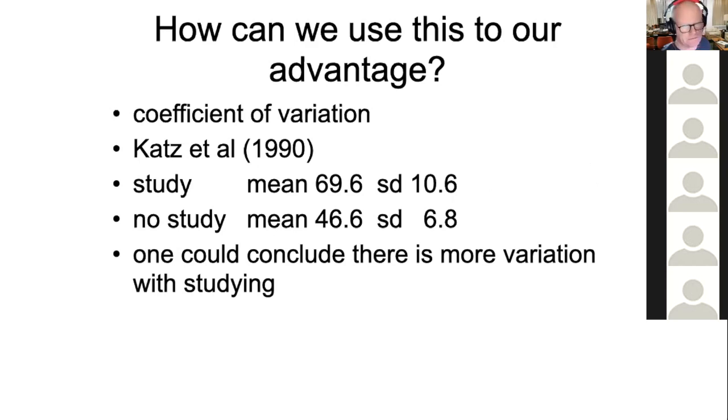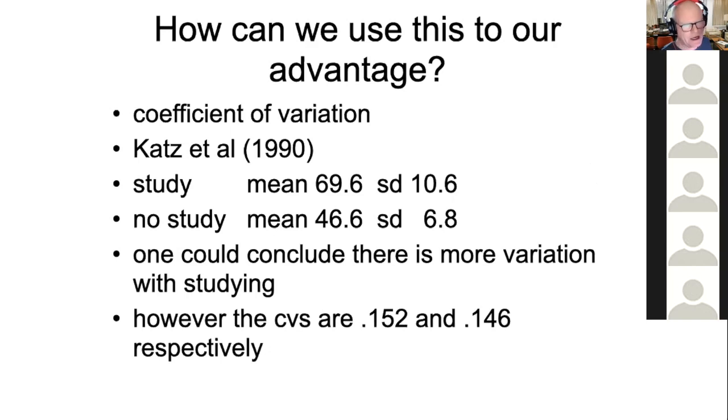Okay, let's look. The coefficient of variation is 0.152 and 0.146. The coefficient of variation, by the way, is just a quantity. Take the standard deviation divided by the mean. So 10.6 divided by 69.9, 6.8 divided by 46.5, we get very similar values there because the standard deviation and the variance depend on the mean, right? The standard deviation and the variance depend on the mean.